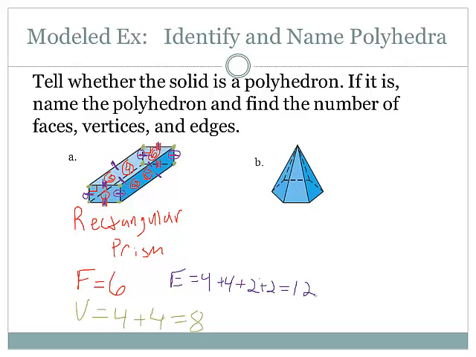Okay, at this point, you should be feeling somewhat comfortable with counting up the faces, the edges, and the vertices, and naming these solids. So I'm going to give you a couple seconds, pause the video, name polyhedron B, and then find the number of faces, vertices, and edges.